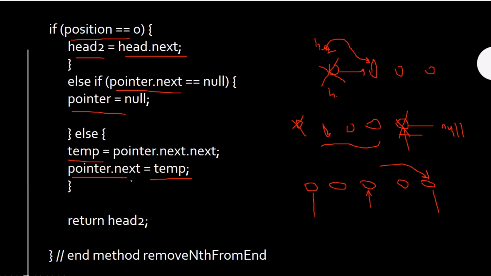Then I am now saying pointer dot next. So this is a pointer. I am saying pointer dot next should now point to temp. So if I now set pointer dot next to temp, this is my pointer, this is my pointer dot next, and I'm now setting it to temp. By so doing, I've gotten rid of the one in the middle.